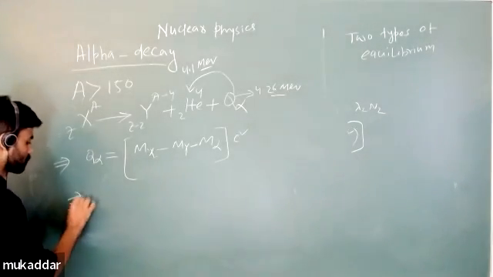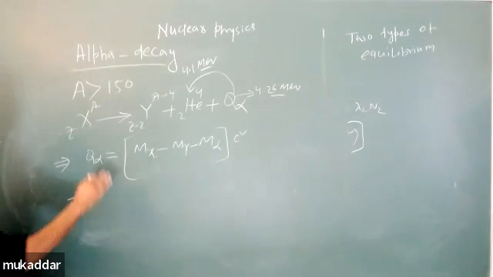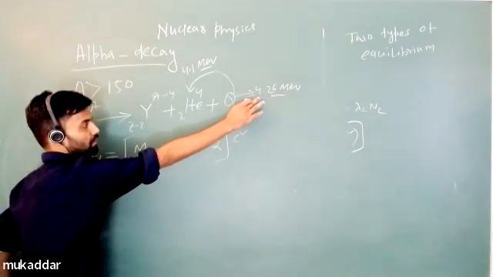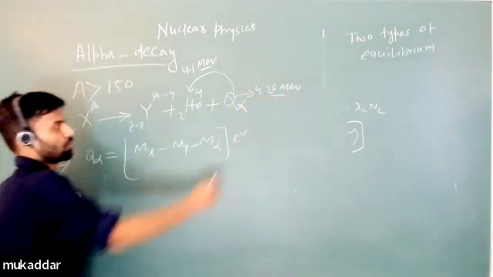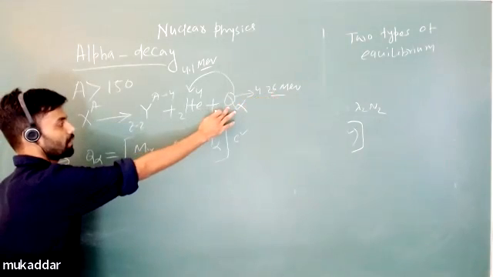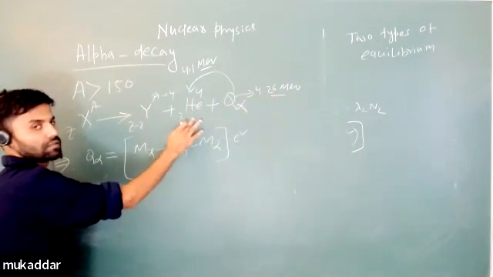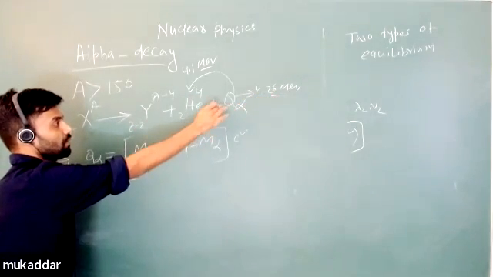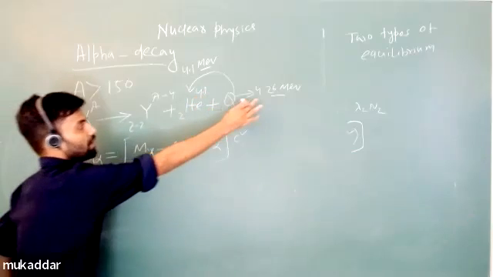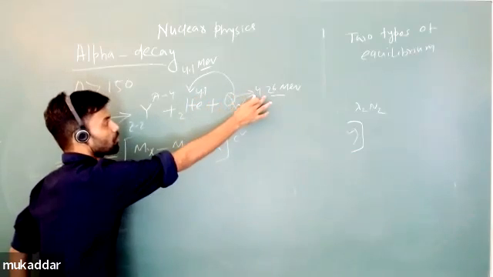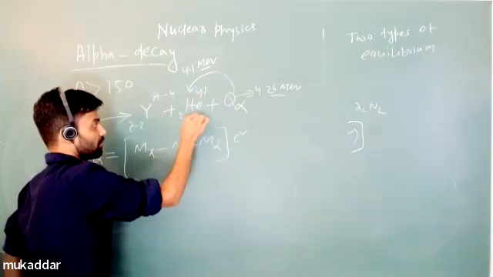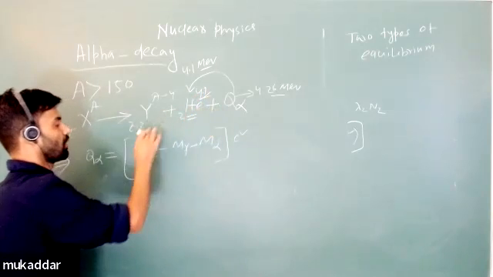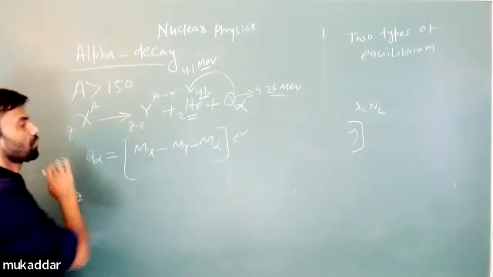Now, sir, could you explain once again? So in this process there will be emission of energy. Suppose the emission of energy is 4.26 mega electron volt. That energy will be in the form of kinetic energy of this particle plus this particle. If the kinetic energy is 4.26, then from this 4.26, the contribution of the helium particle as kinetic energy is 4.1 MeV, and the rest of the energy will be in the form of kinetic energy of the daughter nuclei.